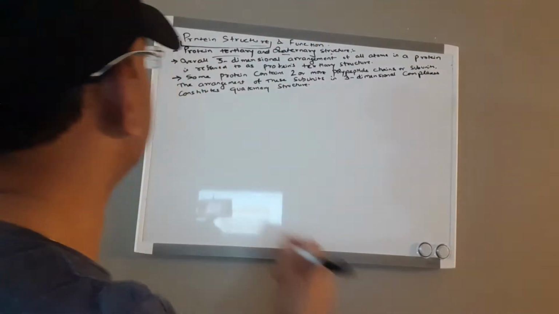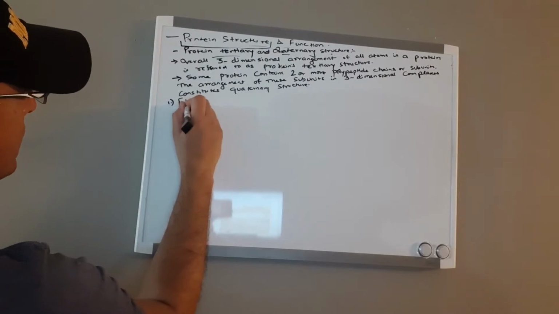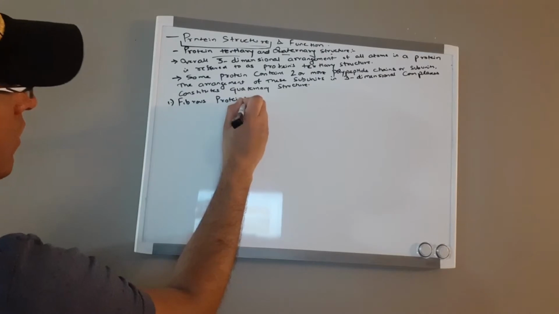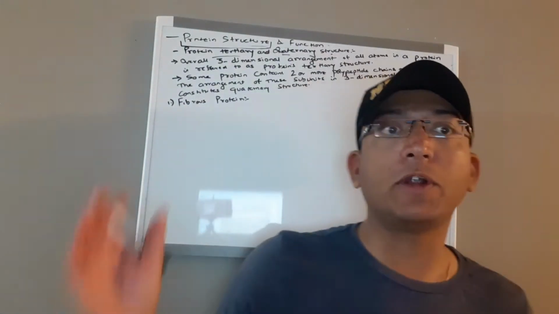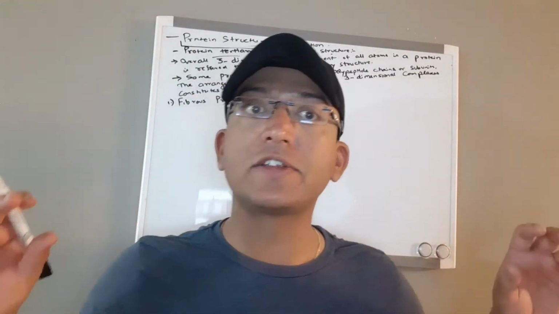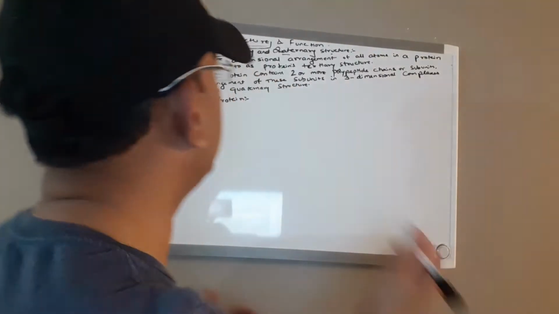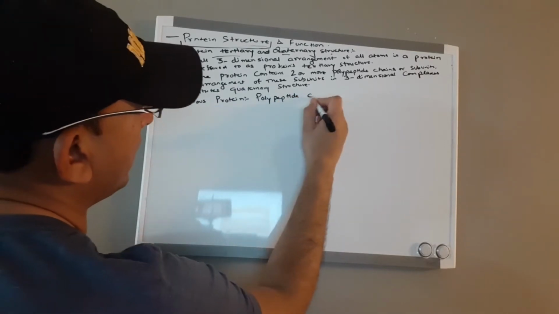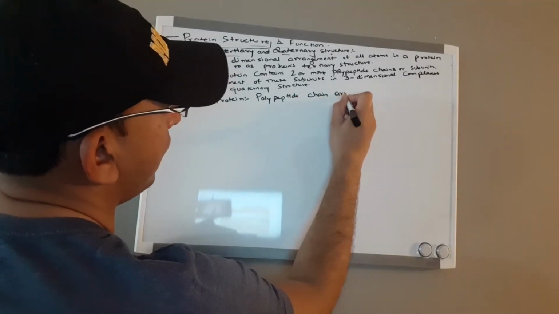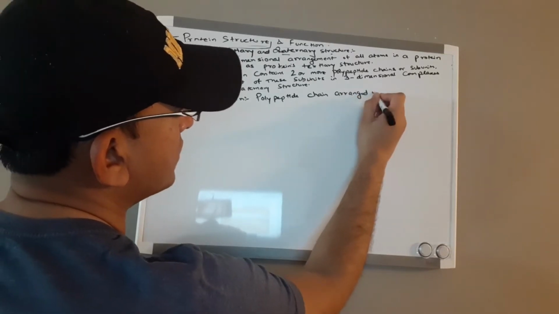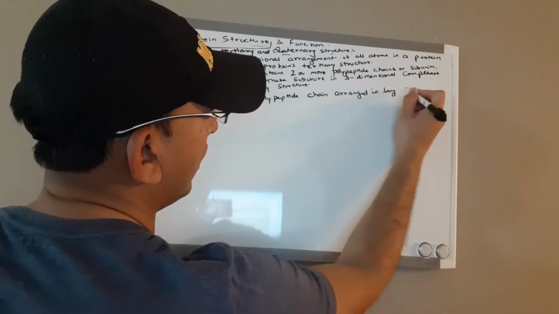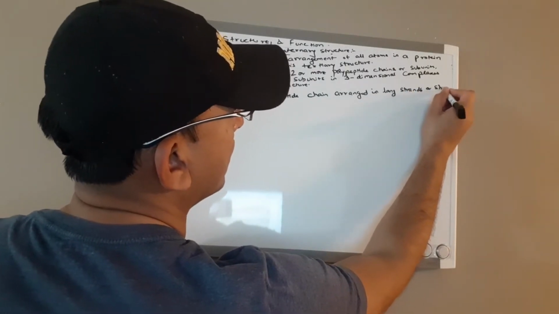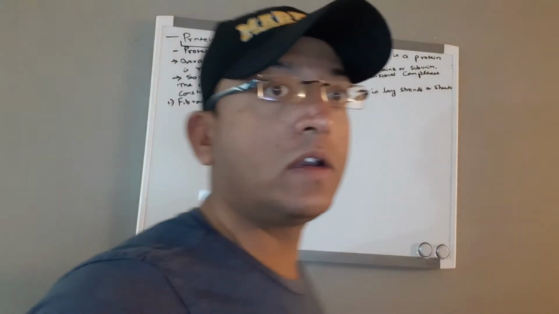So to make it simpler, we can divide this higher level structure into two groups. The first group we can say is fibrous protein, right? In fibrous proteins, the polypeptide chains are arranged in long strands or sheets. So write it down here. Polypeptide chains arranged in long strands or sheets, right?